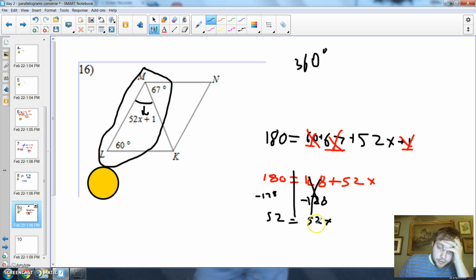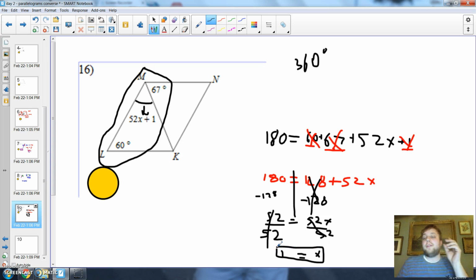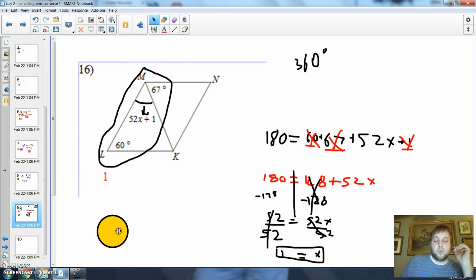How do I get rid of that 52? Divide by 52. Sorry guys, I know this is chicken scratch. Divide by 52. X equals, what is 52 divided by 52? 1. And here we go. Let's check it out. 1 is the answer.